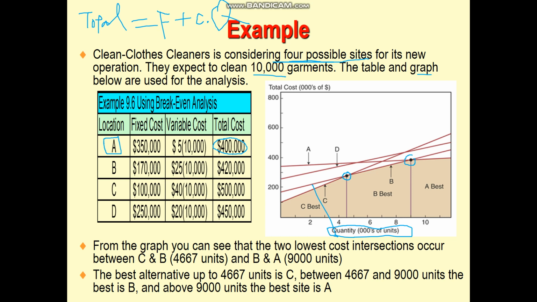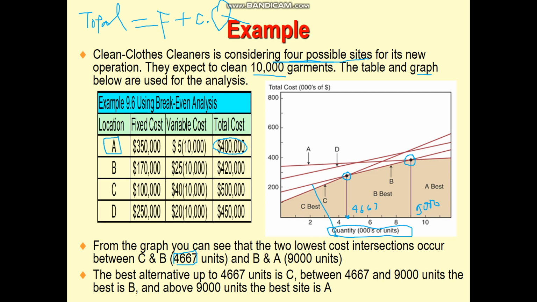So these two intersections are the two lowest cost intersections. We can see the intersection between B and C, the quantity is around 4,667 units, and the intersection between A and B is 9,000 units.